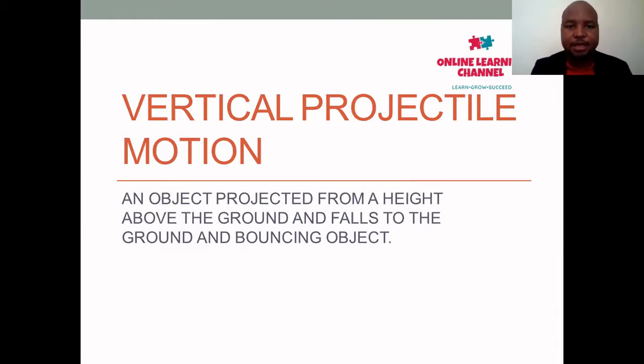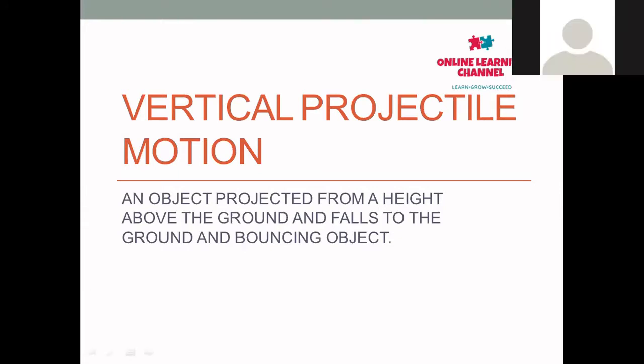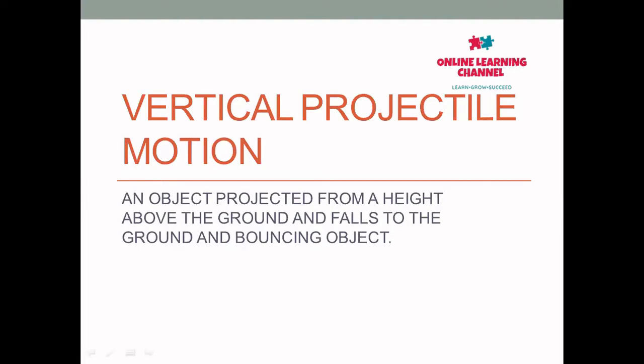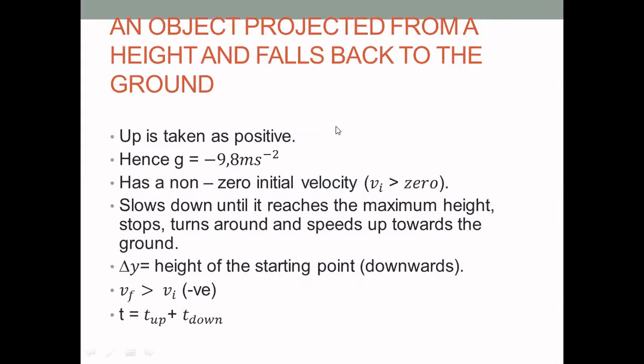Today we are discussing vertical projectile motion. So we're going to consider an object that is projected from a height above the ground and falls to the ground, which is below the starting point. We're also going to consider the motion of an object that bounces off. An object is projected from a height and falls back to the ground, which is below the starting point.